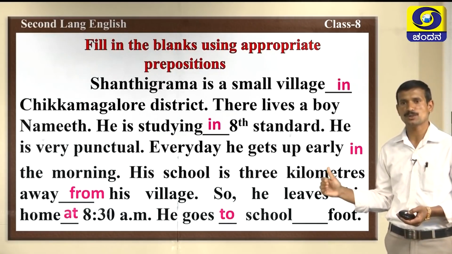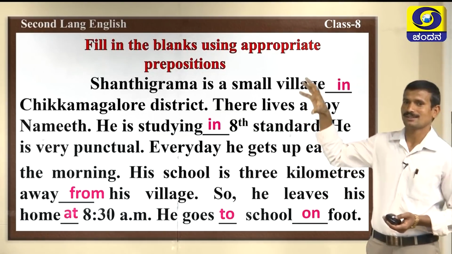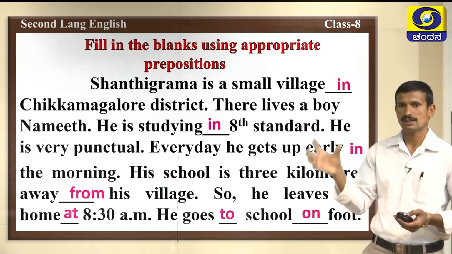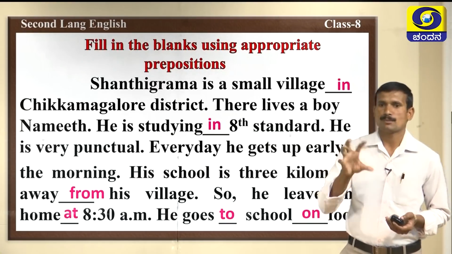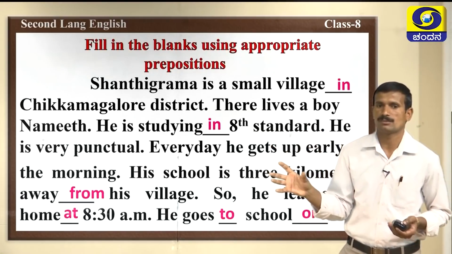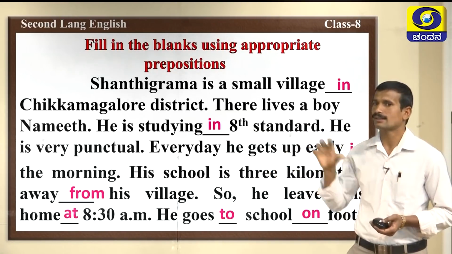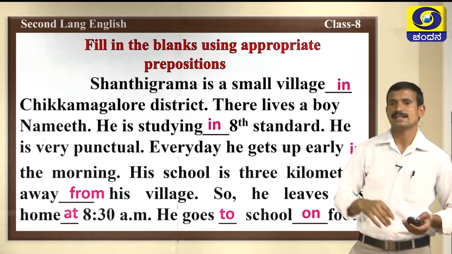Next, which is the preposition we can use here? Very good. On foot. These are the prepositions we can use. Prepositions means we should use before a noun or a pronoun. For example, here, Shanthigrama is a small village in Chikkamagalore district. The preposition in shows the relationship between Chikkamagalore and a small village. We should use prepositions before a noun or a pronoun. For example, Chikkamagalore is there. It's a name of the place. It's a noun. So before that we should use in.